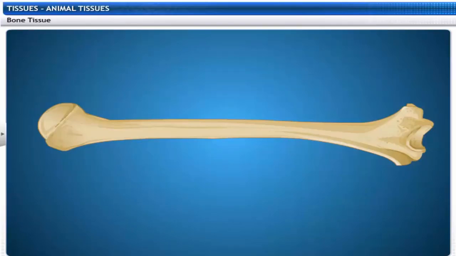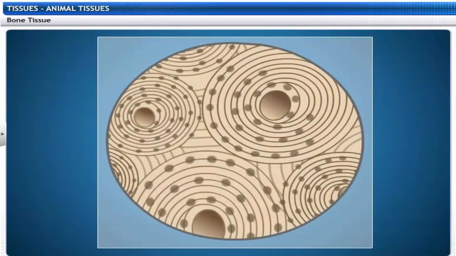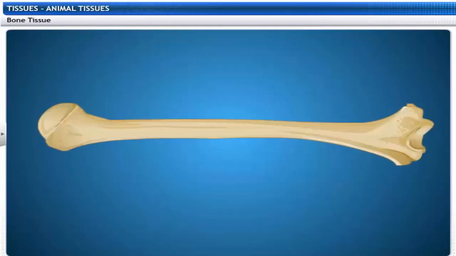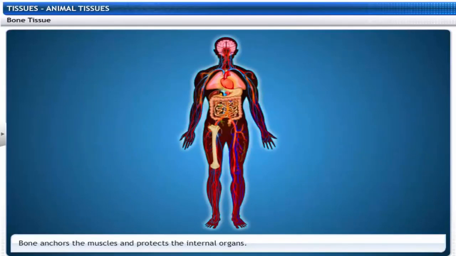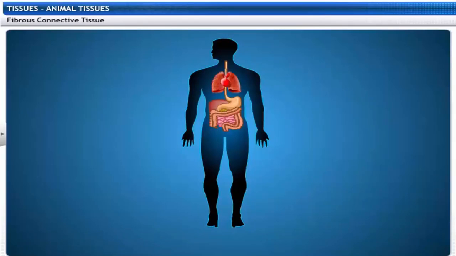Bone is another connective tissue. Bone cells are embedded in a hard matrix composed of calcium and phosphorus compounds. It is a hard, porous tissue that anchors the muscles and protects the internal organs. Take a close look at these tissues that pack and bind various organs.